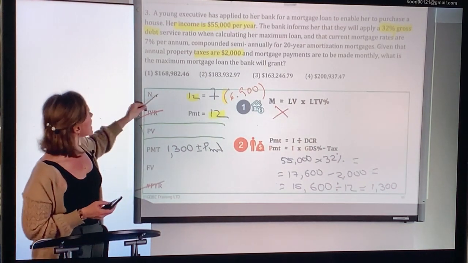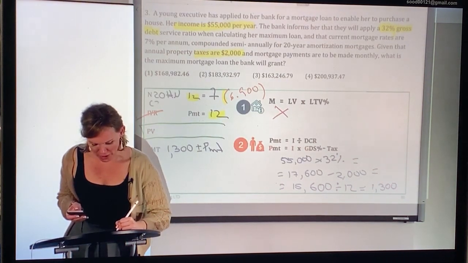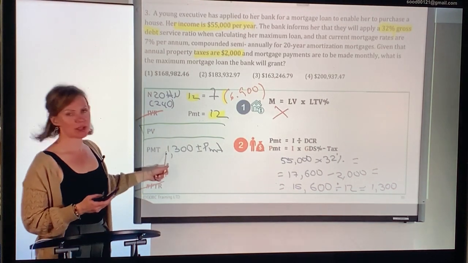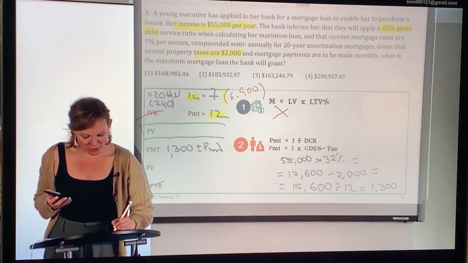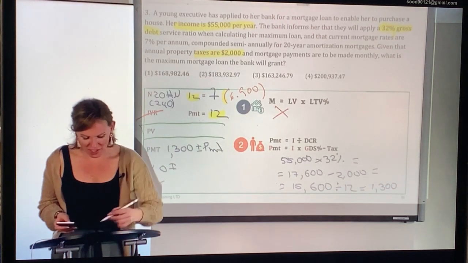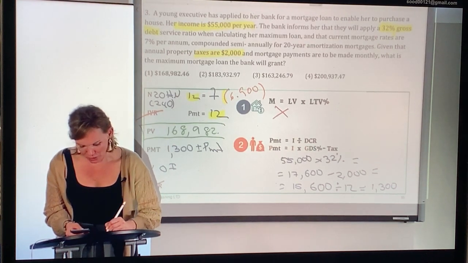Okay, finish the side. The N is for 20 years. So 20 shift N, it will come up as 240 months. Okay. PV, you skip it. Payment, if you haven't plugged it in, plug it in now. Future value, don't skip it. So put 0 plus minus future value. Okay. And then what are you looking for? Press PV. So when you're looking for present value, it came up as positive 168,982.45.